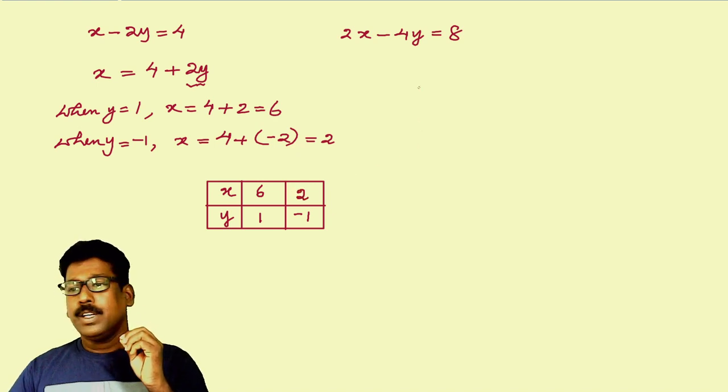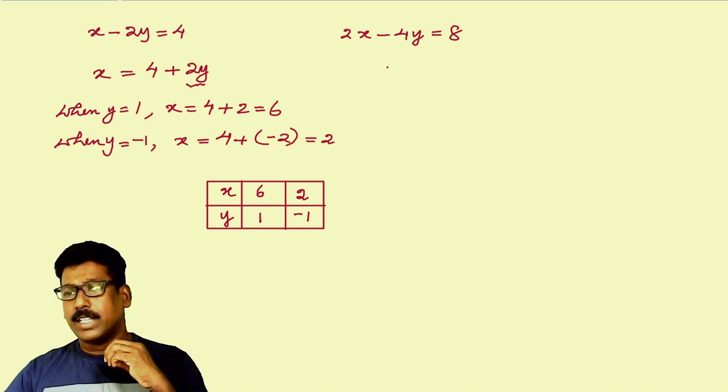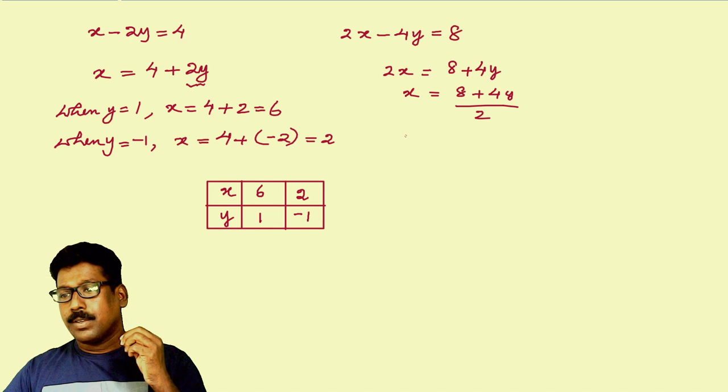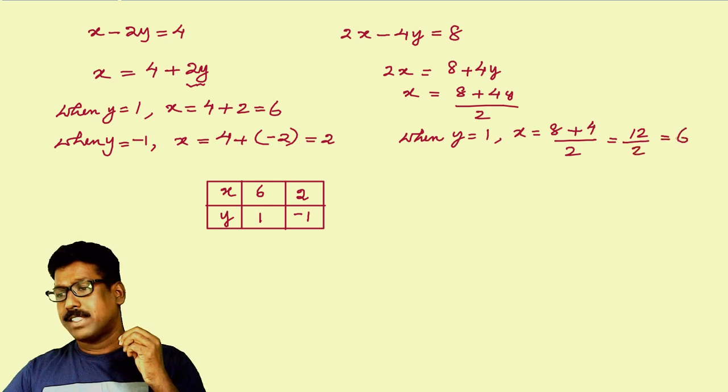Now let me consider 2x minus 4y is equal to 8. Here 2x we can take on one side. So transpose negative 4y to the other side, you get 8 plus 4y. Here x you can take as 8 plus 4y by 2. Here when y is equal to 1, x is equal to 8 plus 4 into 1, 4, that is 12 by 2, you get 6.